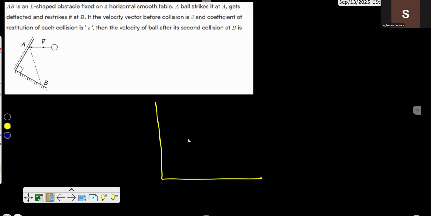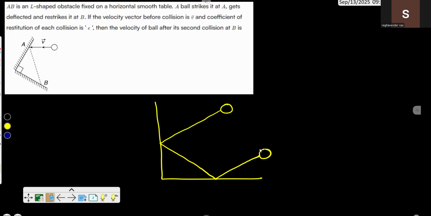So we will take this as straight. So the ball would be coming like this, hitting in this way. Then it will deflect and hit here. Then it will go in this way. So this is what will happen to this ball. This is how the entire scenario will look.